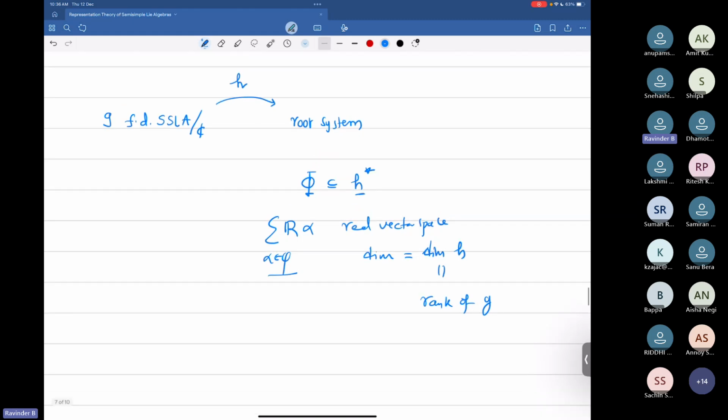So you have a root system now, but a root system not only needs a real vector space, it also needs an inner product, a positive definite inner product.